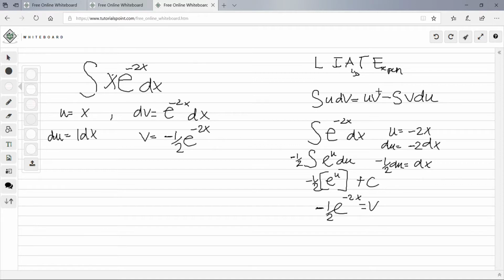Now we use this formula, uv minus the integral of v du. Our u is x and our v is negative 1/2 e to the negative 2x. Combining that, we get negative 1/2 x times e to the negative 2x, minus the integral of v du. So v du is negative 1/2 e to the negative 2x, and du is just dx.